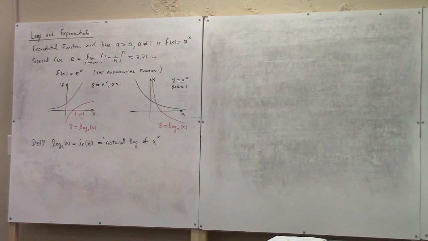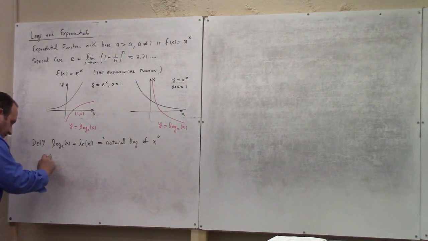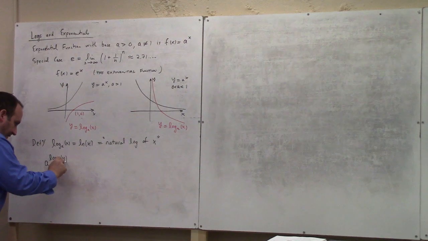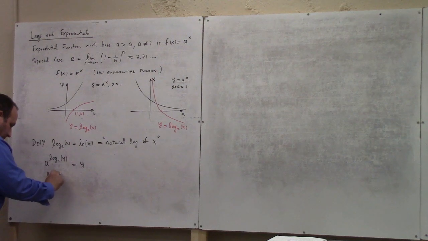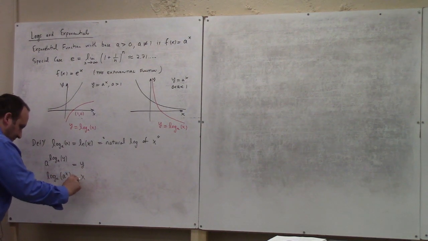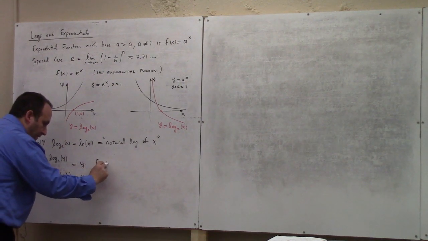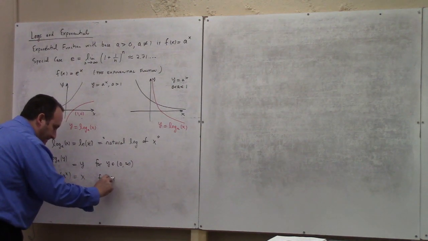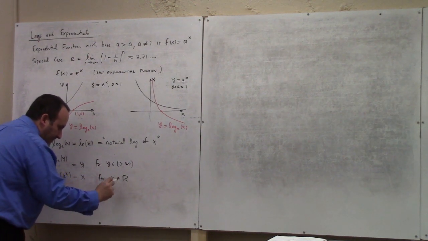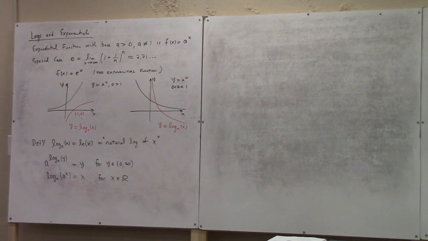The key identities for the logarithm as they relate to the exponential are what? We have a to the log base a of y is equal to y again, and log base a of a to the x is equal to x again. This is for y positive, and this is for any x. All right? And so those are key identities for the logarithm and for the exponential. This, in some sense, shows you how you can undo the logarithm or undo the exponential by taking the opposite function, right?